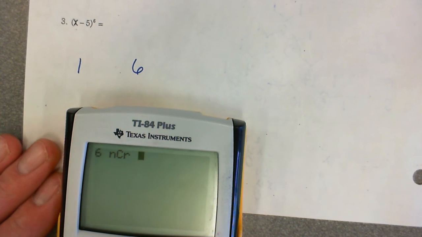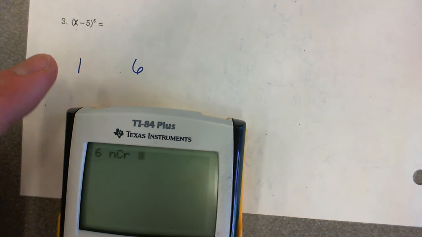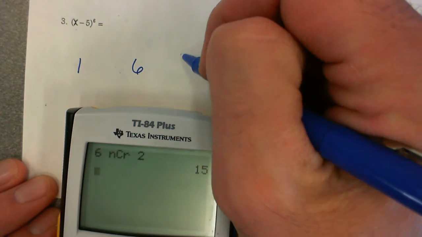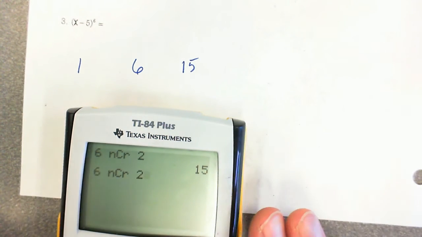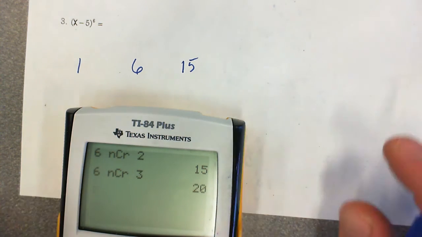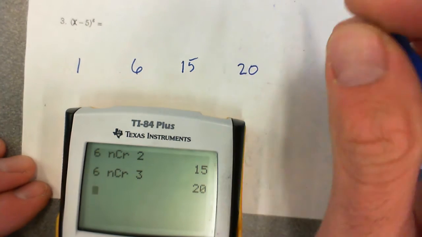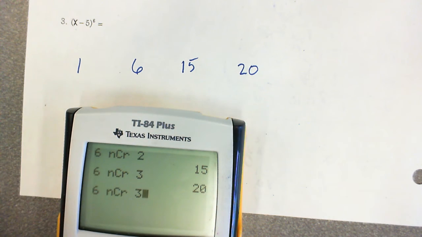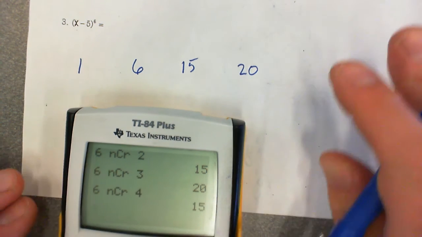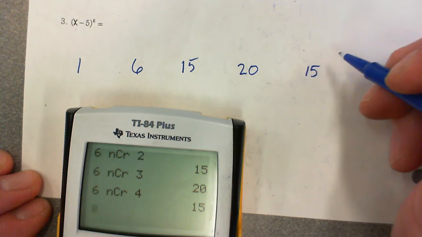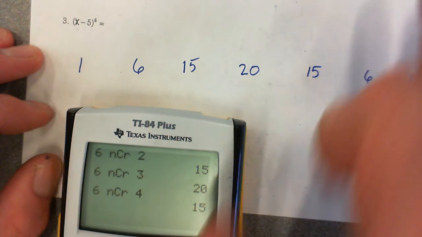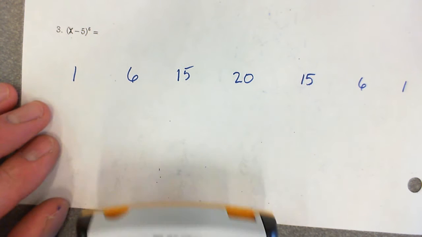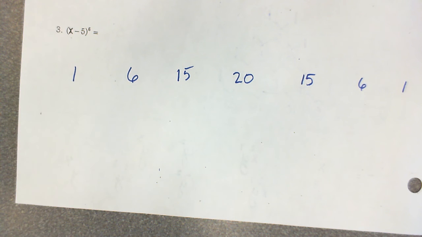Okay. And then we remember the 0 gets you the 1. The 1 gets you the 6. So now we need a 2. So now that's a 15. And then we hit second enter, change the 2 to a 3, and that's a 20. And then second enter, change the 3 to a 4, and we're back at a 15, which means the next number's got to be a 6, and the last number's got to be a 1. Okay? So there's our coefficients.